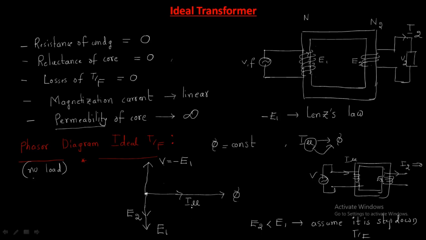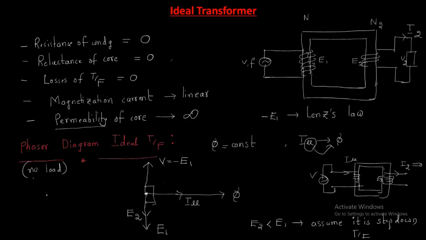Flux is constant, I mu is in phase with phi, and V is the supply voltage, and E1 is the induced EMF in the opposite direction, E2 is of less magnitude. So this is the ideal transformer phasor diagram, and this is the 90 degrees. The phase shift between the applied voltage and EMF, look here, the applied voltage is V, the EMF induced is E1.